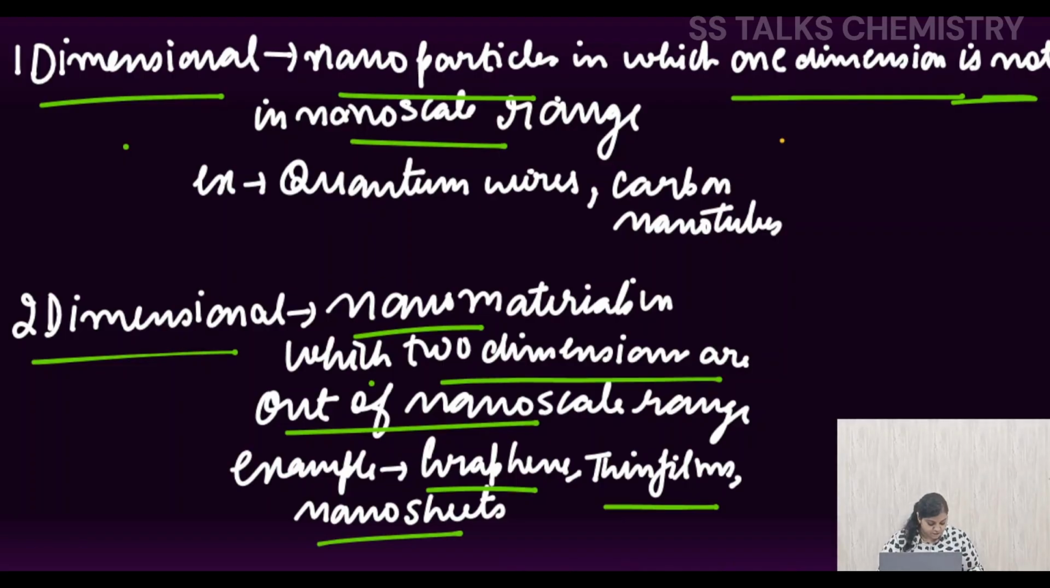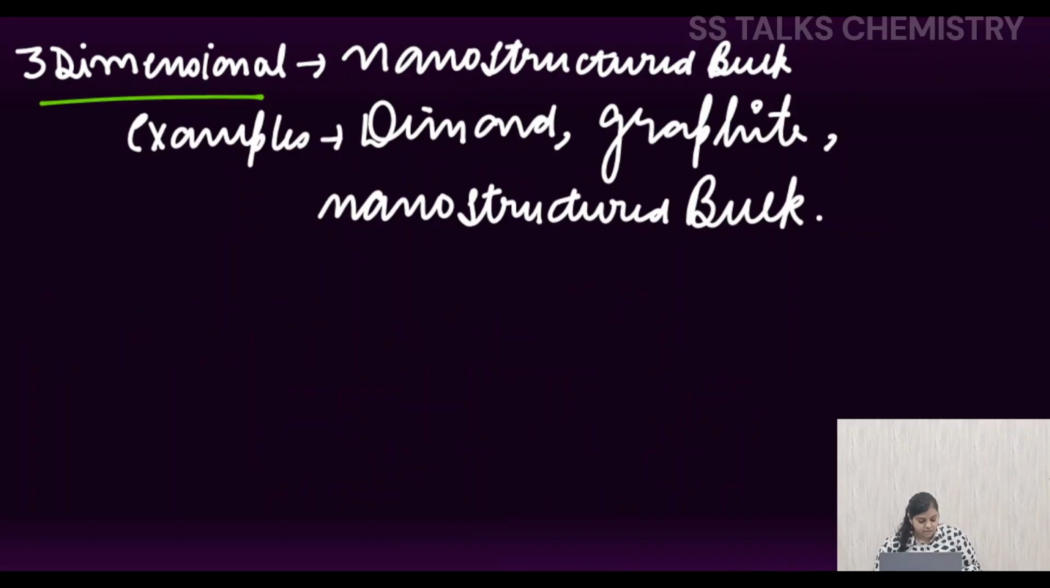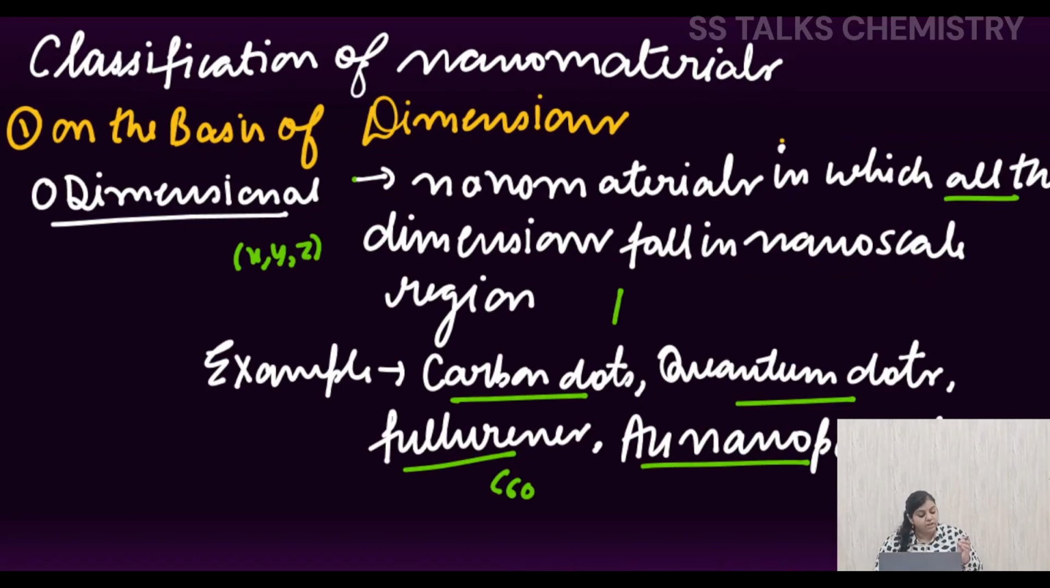Okay, next is about the three-dimension. That means basically these are the bulk materials but have small particles, that is, they are lying in the nanoscale region, but all three dimensions are not falling in the nanoscale range. Examples for this are the allotropes of carbon, that is diamond, graphite, and the nanostructured bulk materials that you have. So this is the first classification of nanomaterials that we can have on the basis of dimensions. We can have 0 dimension, 1 dimension, 2 and 3 dimensions.